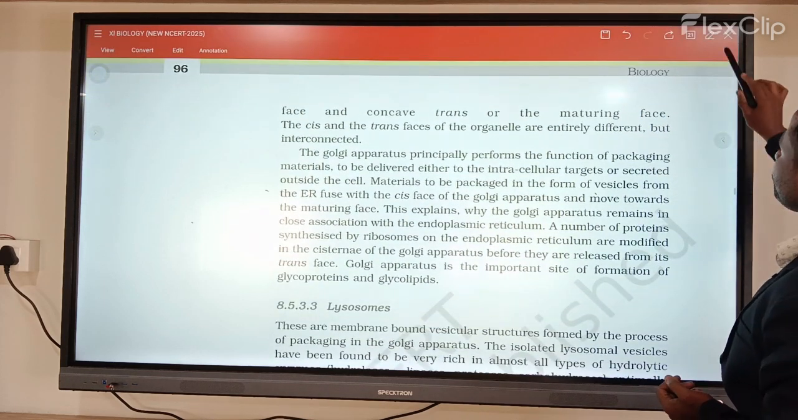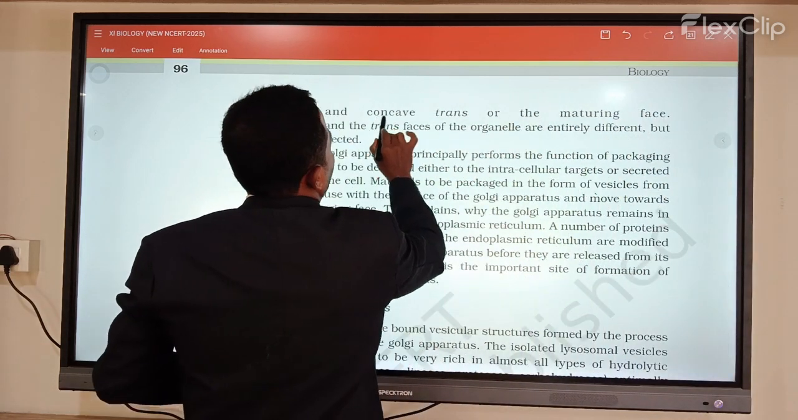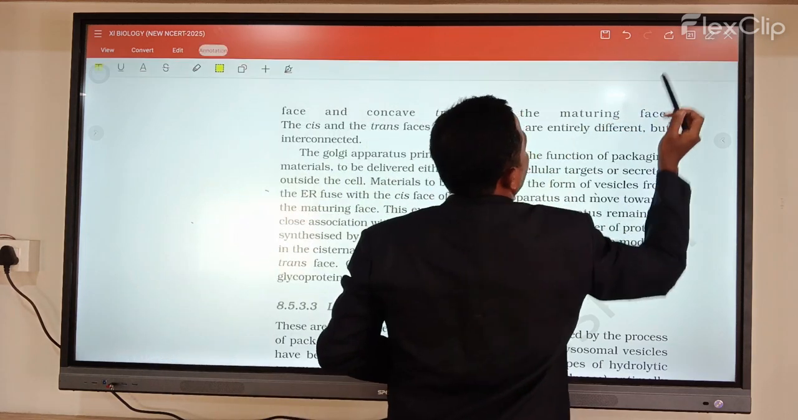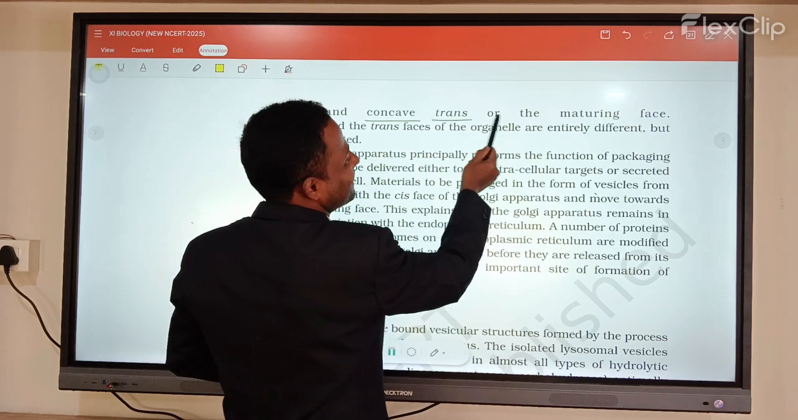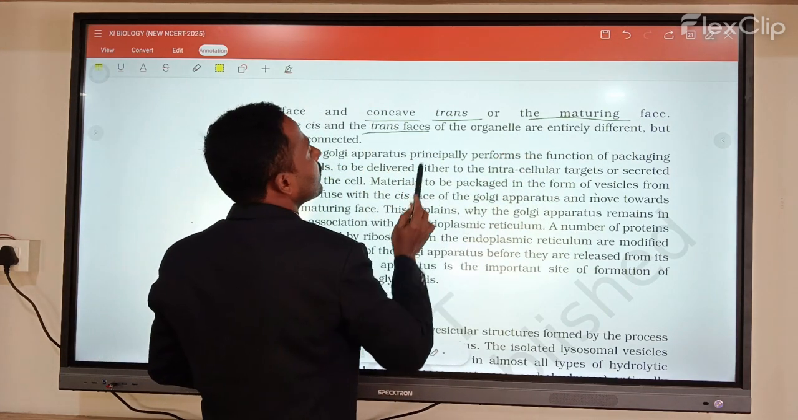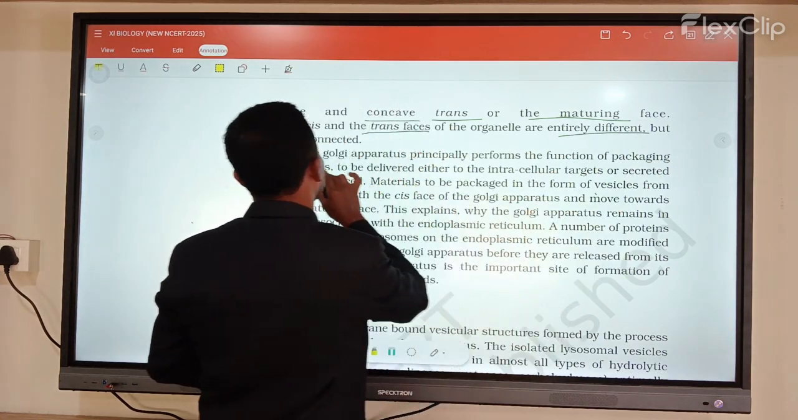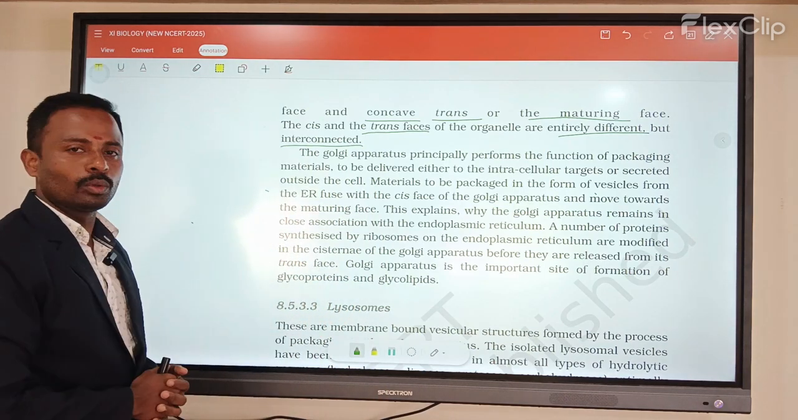Okay, now the convex and the concave. What is the convex and the concave? The trans is the maturing phase, and the cis is the forming phase. The other organelles are entirely different, but they are interconnected. Each and every one can be interconnected, cell to cell.